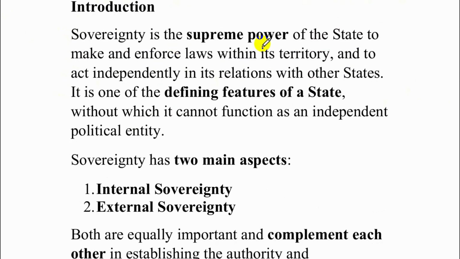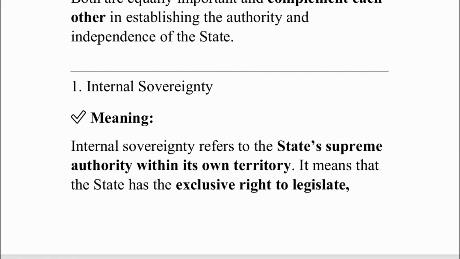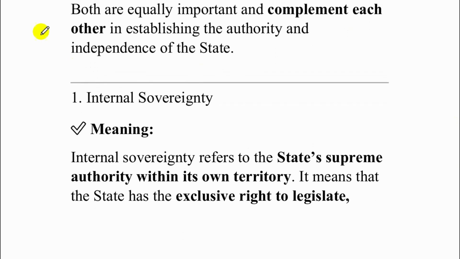Sovereignty is the supreme power, absolute power of the state to make and enforce laws within its territory and to act independently in its relations with other states. It is one of the defining features of a state, without which it cannot function as an independent political entity. So sovereignty has two main aspects, the internal sovereignty and external sovereignty. Both are equally important and complement each other in establishing the authority and the independence of the state.